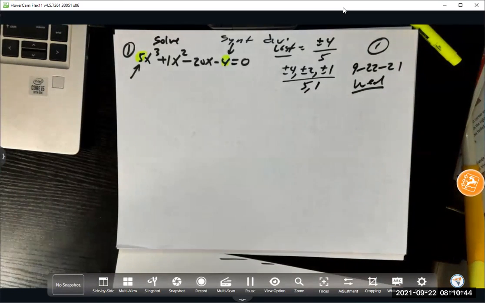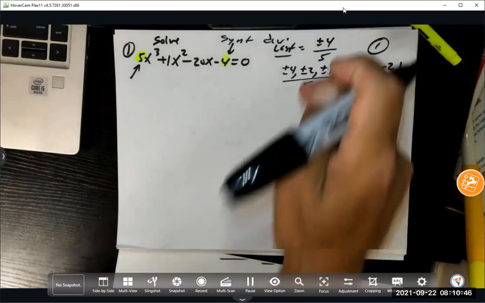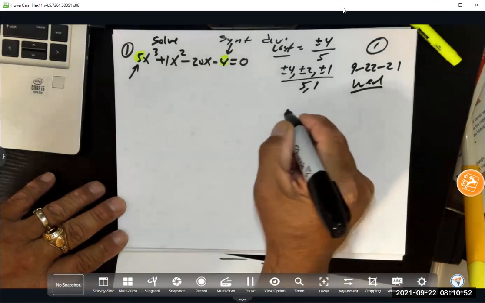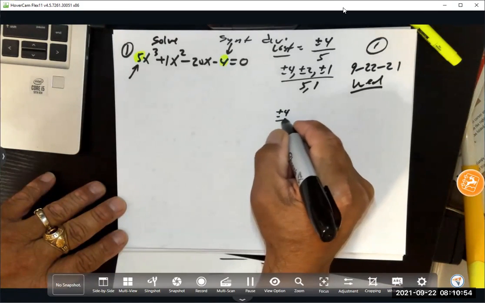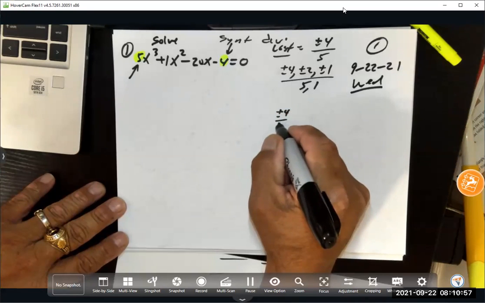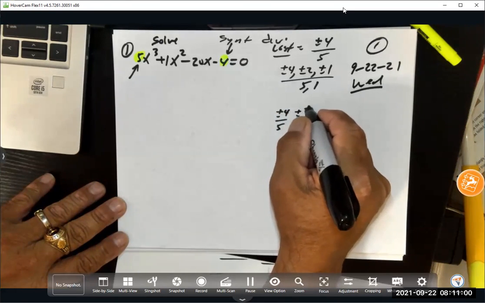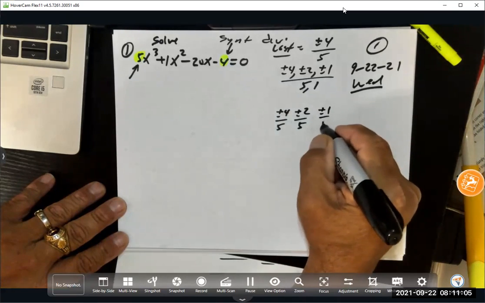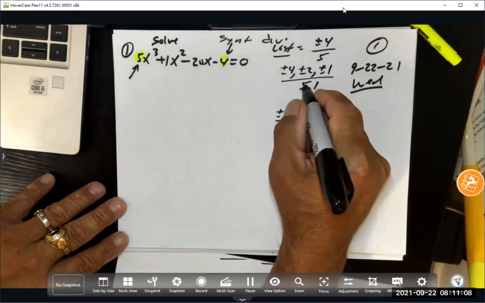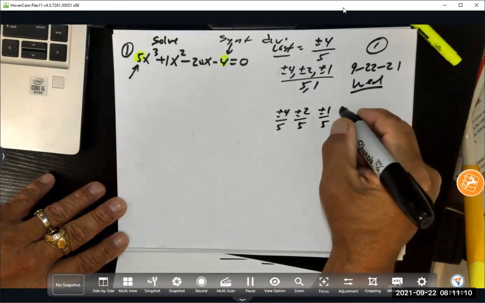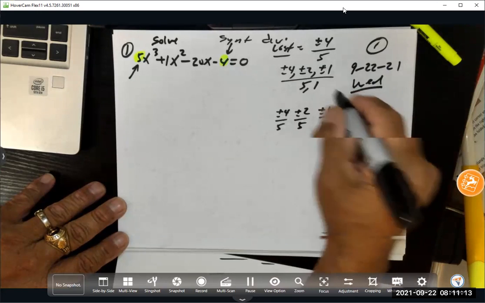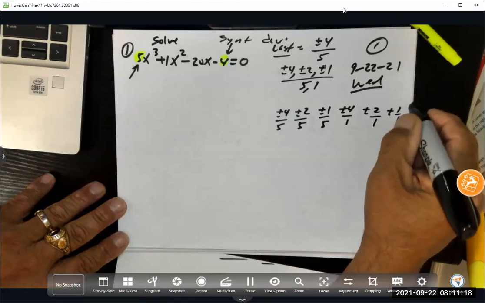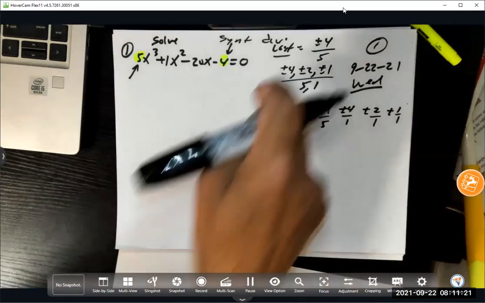Now I'm going to put something from the top over something from the bottom. I start with plus or minus 4 over 5, plus or minus 2 over 5, plus or minus 1 over 5. So I put all these over 5. Then I do the same thing again: plus or minus 4 over 1, plus or minus 2 over 1, and plus or minus 1 over 1. Y'all see where I get all those?